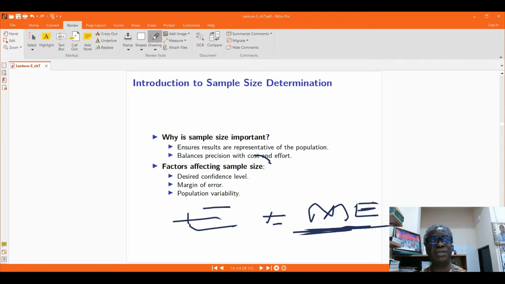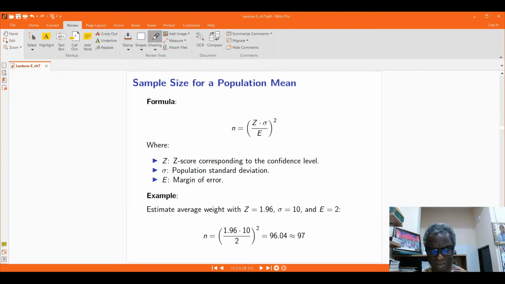The third factor that affects the sample size is the population variability, which is measured in terms of the population variance. We have also discussed that before. So don't forget those three factors, but we'll see how they affect it.